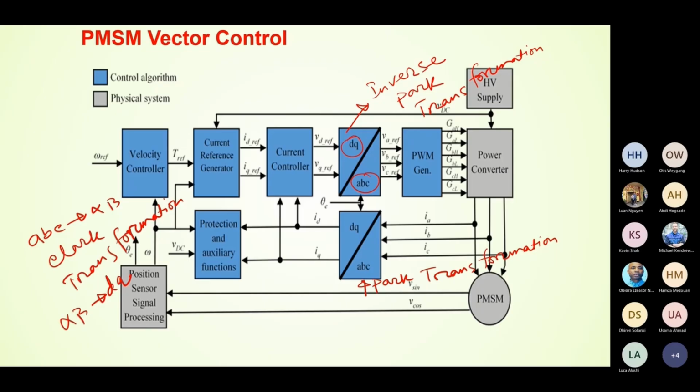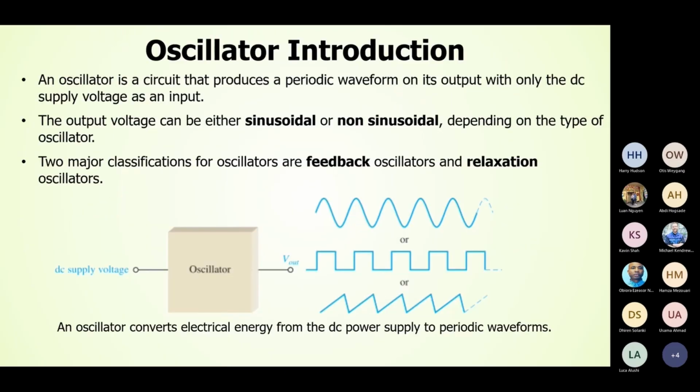So now the last question. The last question is actually about oscillators. So what is an oscillator? An oscillator is a circuit that produces a periodic waveform on its output with only the DC supply voltage as an input. It means if you just give a DC supply voltage as the input, let's say V in, I give for example 5 volt, you will get periodic signals like this.